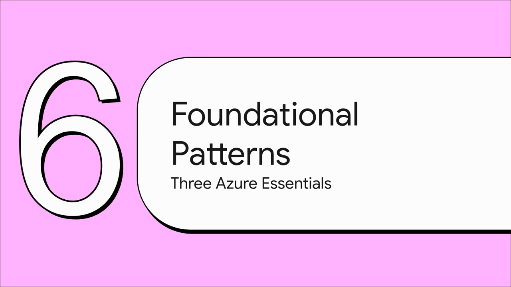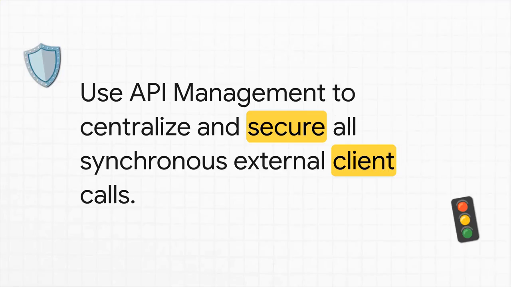All right, let's bring it all together in Section 6, 3 foundational architecture patterns. We're going to synthesize this whole request journey into the absolute essentials, the patterns every Azure architect absolutely must grasp to be successful. Pattern number 1 is the API gateway. You really must use Azure API management to centralize and secure all of your synchronous external client calls. This pattern guarantees you never ever expose your backend compute directly to the public internet. You're always using that dedicated traffic cop to maintain control, enforce security policies, and manage client expectations before a request goes any deeper into your infrastructure.